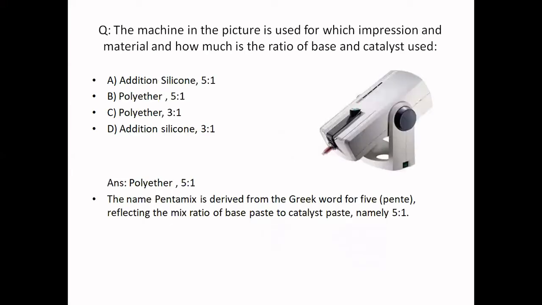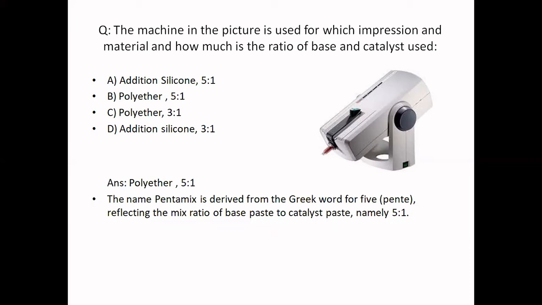Now the machine in the picture is used for which impression material and how much is the ratio of base and catalyst paste used? Is it for addition silicone? Is it for polyether? Now, first is exclusion. This is a Pentamix machine, what we can see in the picture here, and it is used for our polyether impression material. Now, for the ratio, we have to exclude the addition silicone option. Now, we're left with the polyether options, that is B and C.